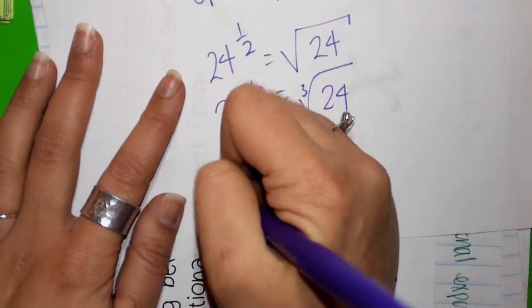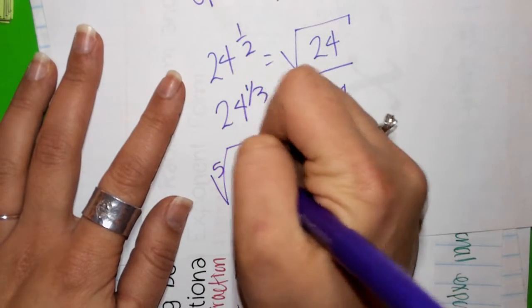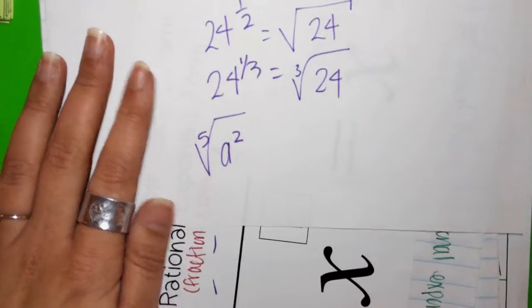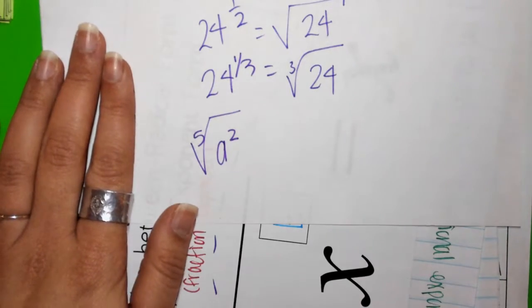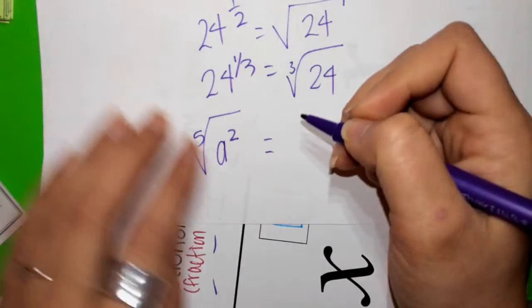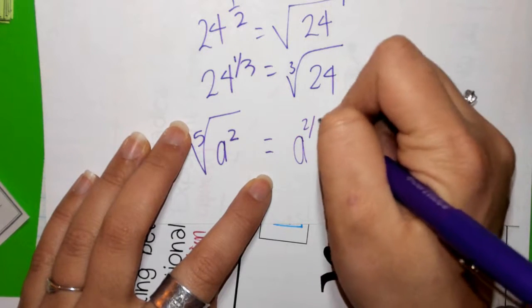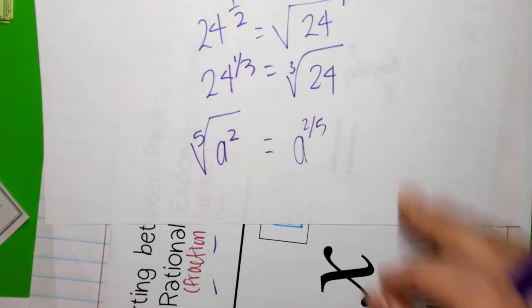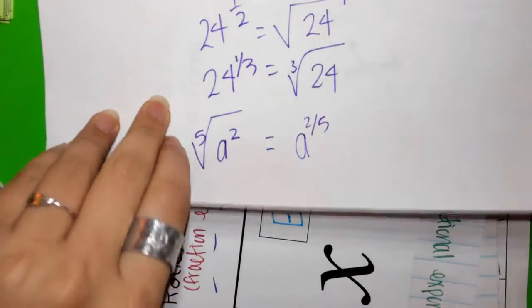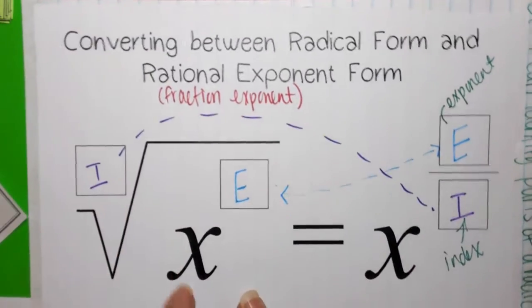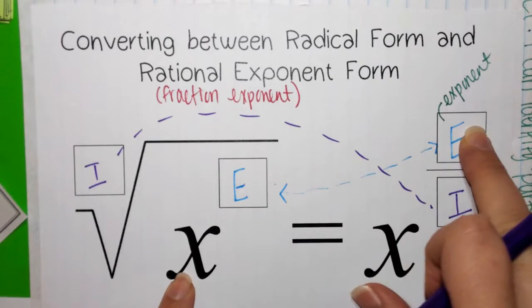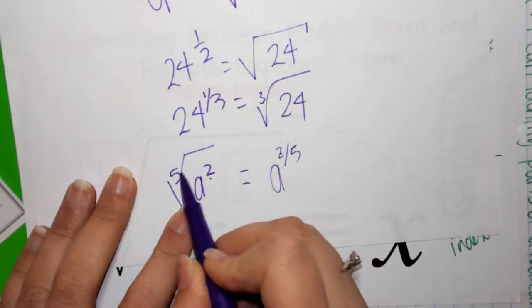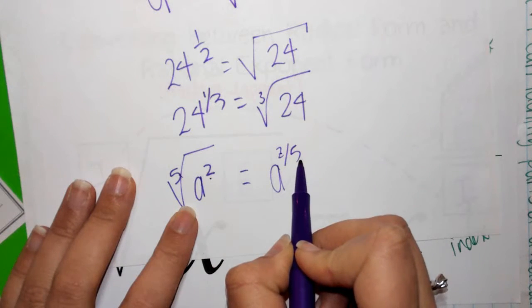So what if I said to convert from radical form to rational form? It would be what, Cynthia? A to the 2/5 power. Take a point, Cynthia. Good job. Because you go backwards. Your exponent goes on top, your index goes on bottom. Here, my exponent goes on top, my index goes on bottom. Every time.